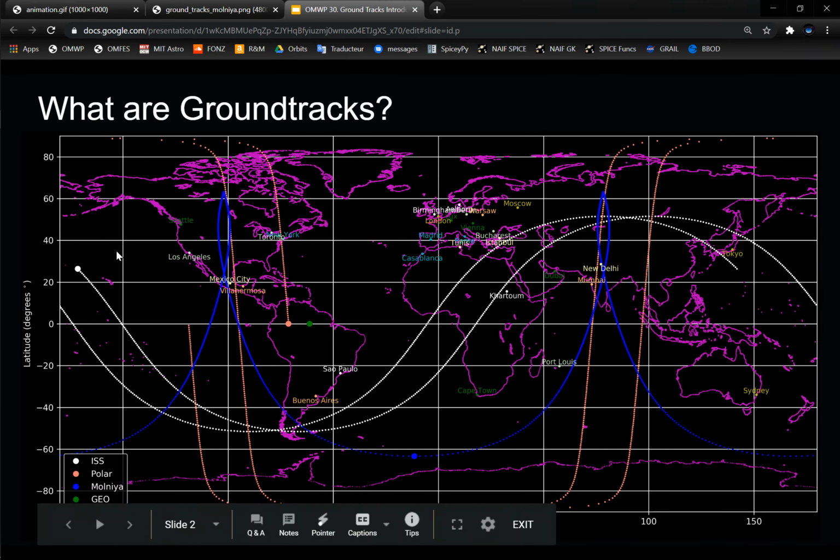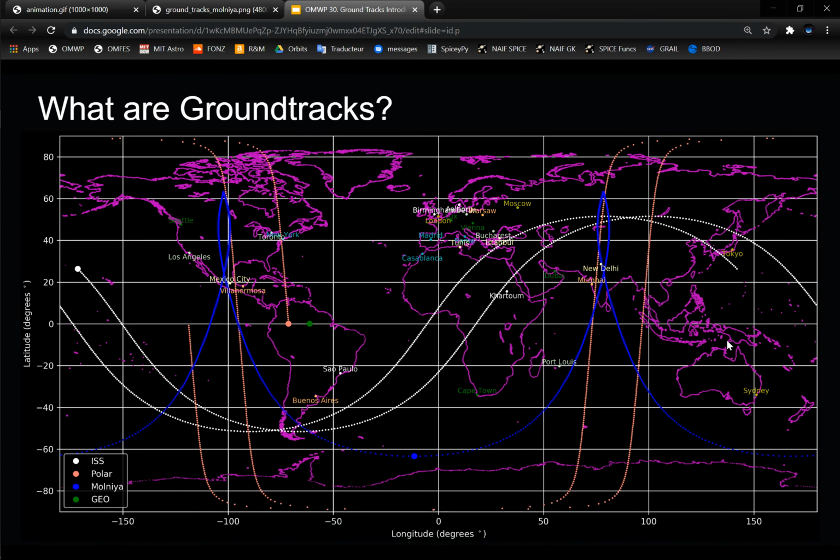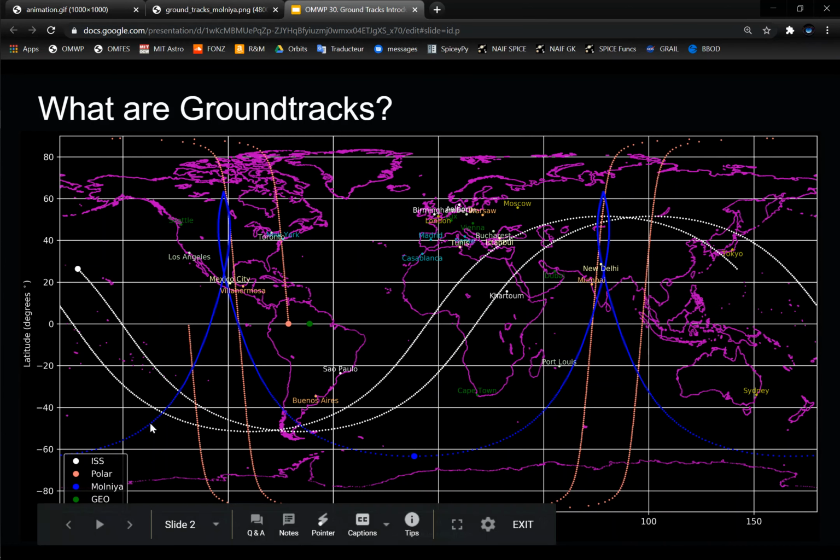So the ISS here is in white, which looks like a sine wave because it's in a low Earth orbit, which is what they look like when they're at that certain inclination. The polar orbits go up around the poles where their inclination is 90 degrees, so they look like that, where they come straight down through the Earth instead of more slanted like this ISS would.